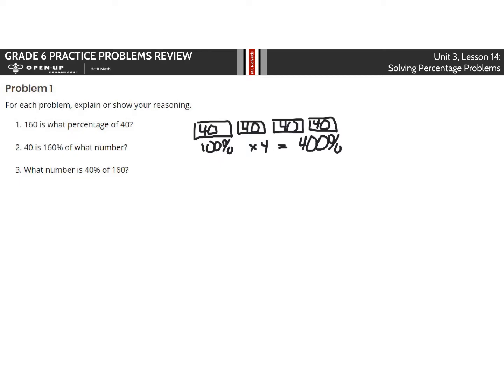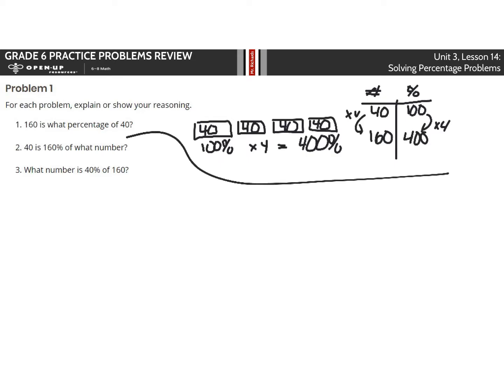Another way of looking at this is as a table. If we have 40 as our 100%, we can look at this as our number and our percent. How are we getting to 160? Well, as we've already figured out, multiplying by 4. And so the right side of our table gets us the 400%. So that's question 1. It's 400%.